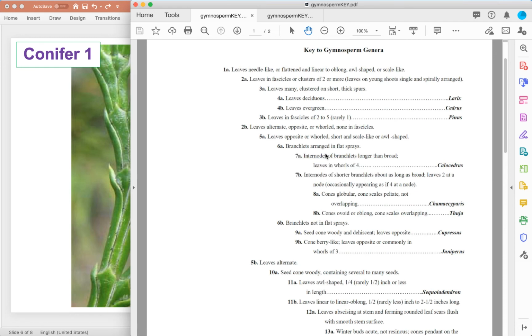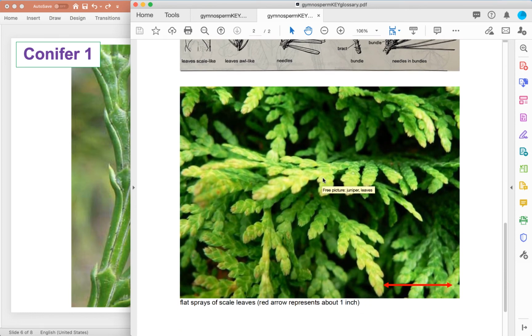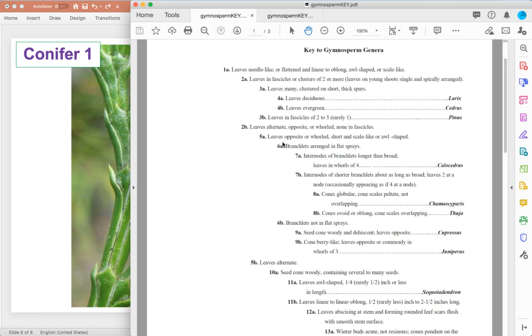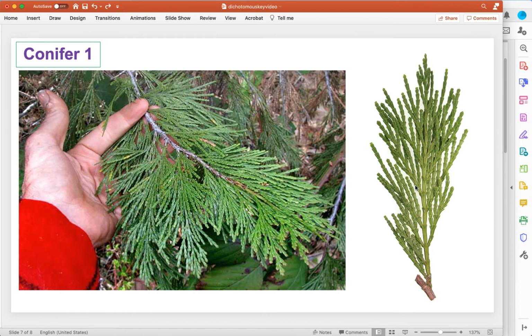6A says branchlets arranged in flat sprays. 6B is branchlets not in flat sprays. Well, what's a flat spray? Again, we're going to have to go back to this glossary. Here's a picture of flat sprays of scale leaves, and notice that they're sort of flat in the sense that they're laterally flattened. They're kind of broad on 2 ends and then narrow when you look at them from a side view. I think that is sort of what ours looks like, especially when you look at this picture.